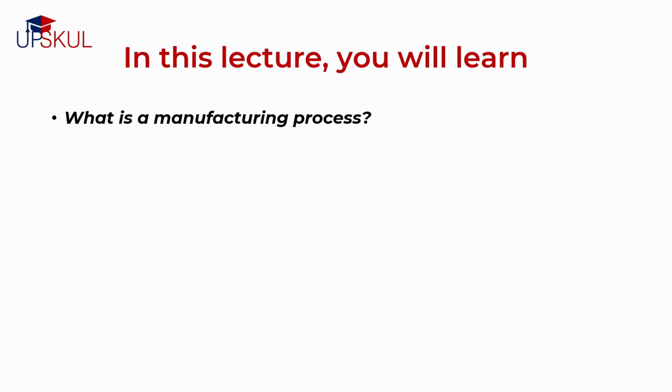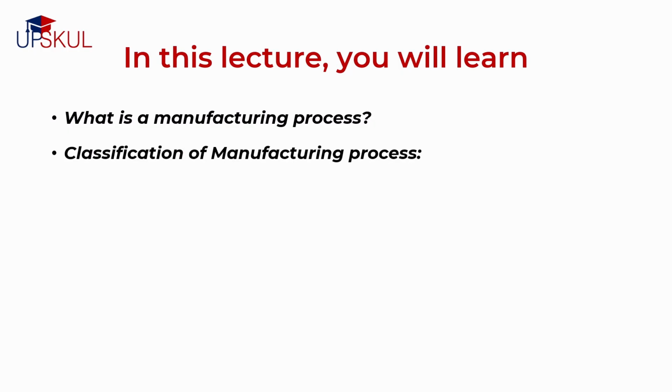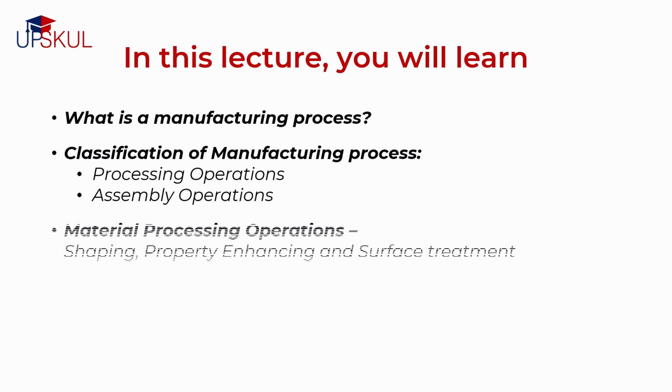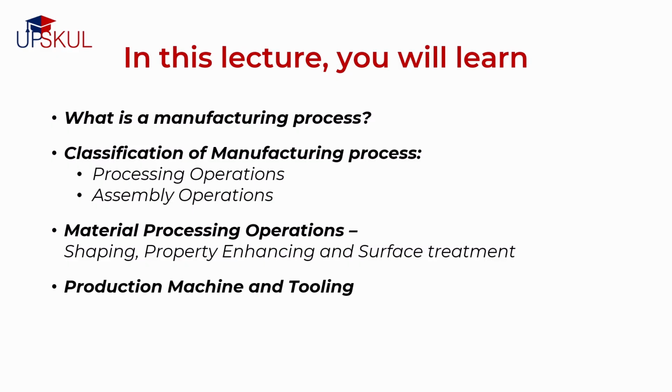First, we will look at what is a manufacturing process, classification of manufacturing processes, overview of processing and assembly operations. We will also get into a bit of details about material processing, that is, shaping, property enhancing, and surface treatment. And then we will talk about production machine and tooling.